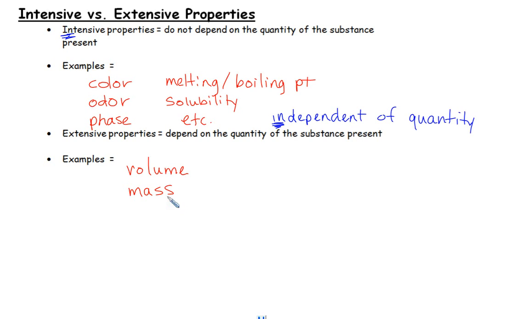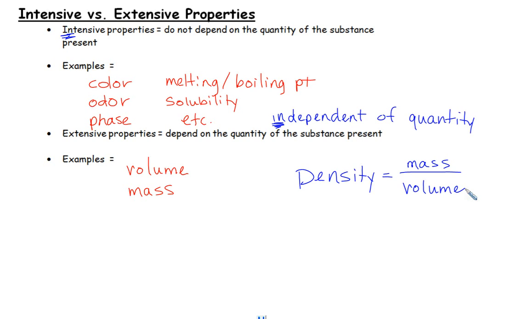Now here's one that always kind of tricks people. What about density? We'll study density in the lab a little bit. It's a ratio of mass to volume. Where does density go? Intensive or extensive? This will stump people. Because they'll look at the extensive properties and they'll be like, well, I just listed volume and mass, and that's what makes up density.